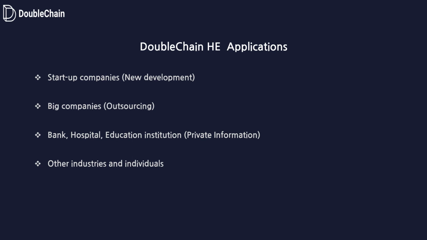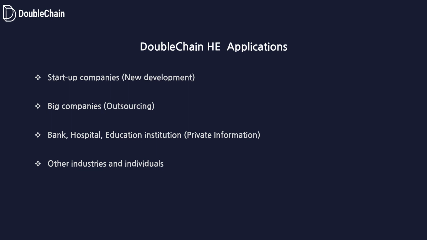Now, what are their applications? First, startup companies. They can store their new developments using our encryption scheme and make necessary transactions with encrypted data. Second, large companies. Even though they have very big R&D departments, they cannot do everything. They can use the DoubleChain encryption scheme whenever they need to make their searching work, especially when they need our help.